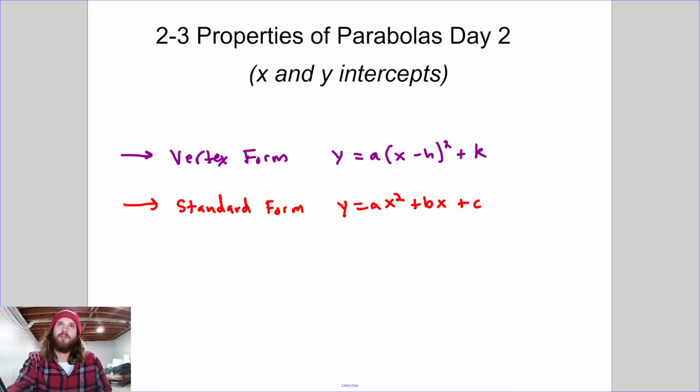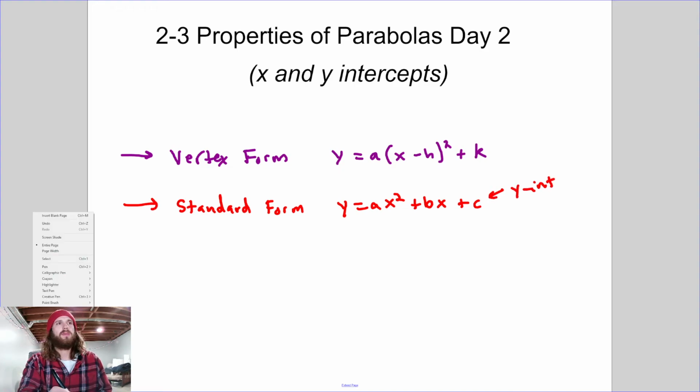This a that's present in vertex form and standard form behaves the same way in both forms. It controls the shape of the parabola. The b here kind of controls the axis of symmetry, or contributes to the shifting to the left and to the right. And then c is always our y-intercept, which is pretty exciting.